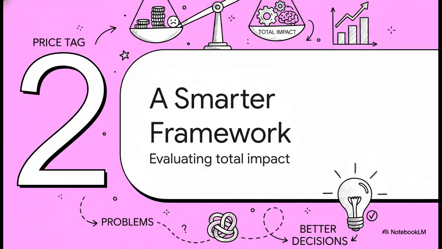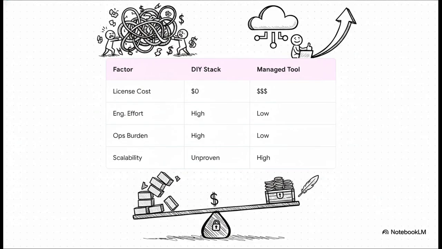Okay, so we've spent a lot of time talking about the traps. Let's pivot to solutions. How do we actually avoid falling into these traps? Let's walk through a practical framework you can use to evaluate tools based on their total impact, not just their sticker price. Something like this, a simple trade-off matrix. It forces you to have a more honest conversation. You're not just looking at one number anymore.